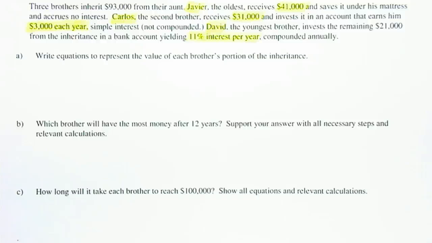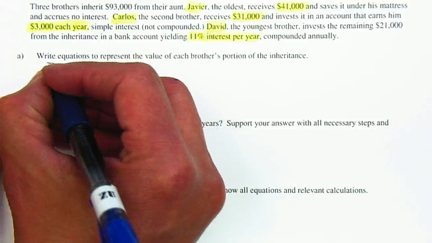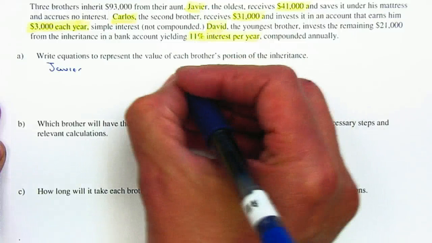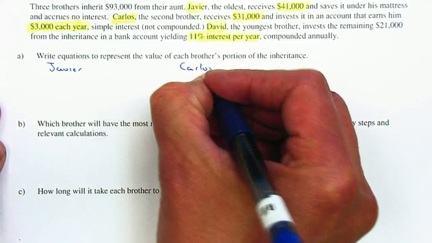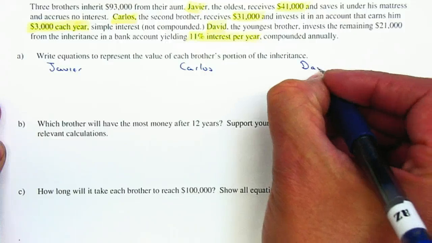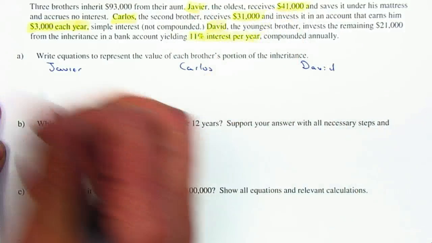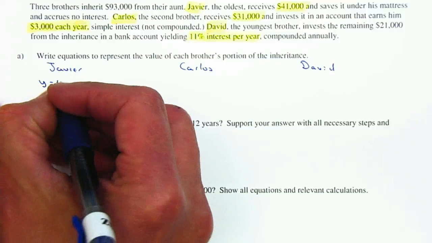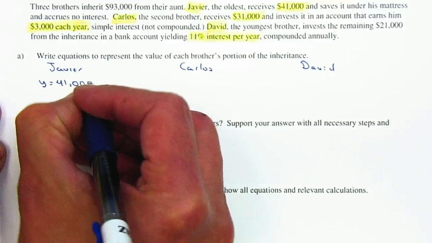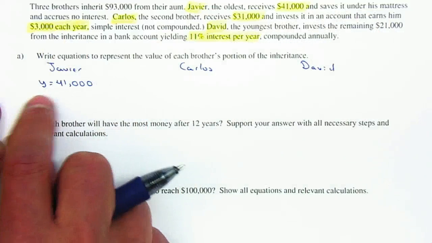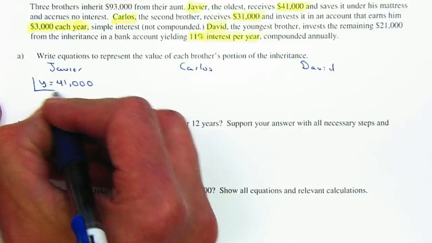So we have three brothers. The first one is Javier. The second one is Carlos. And the last one is David. Now for Javier, he has $41,000, so Y is equal to 41,000. And he does nothing to the money. He accrues no interest, so it's always going to stay at 41,000.